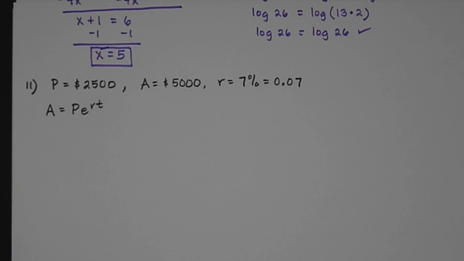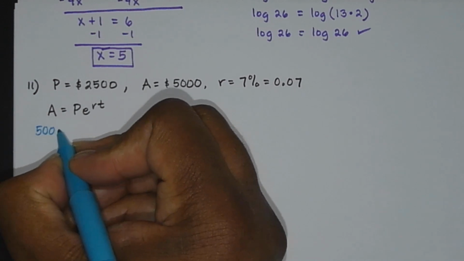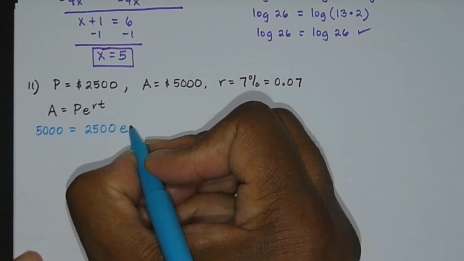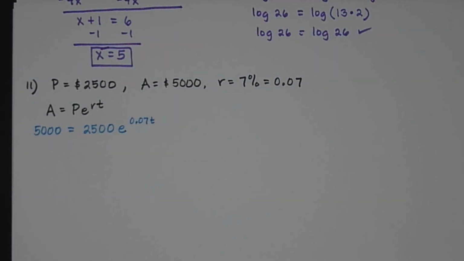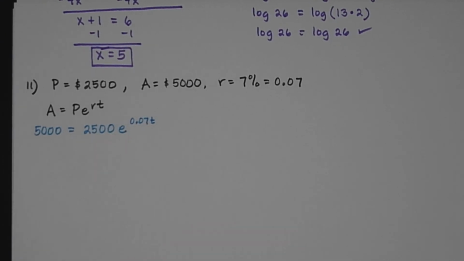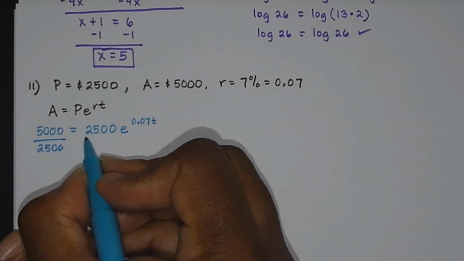And then we go ahead and substitute. So your A is 5,000. That's equal to P, that's 2,500, times e to the r, that's going to be 0.07. t is what we're trying to find. So this is your exponential equation. 5,000 is equal to 2,500 e to the 0.07t. Now we need to get the exponential expression e to the 0.07t by itself. It's being multiplied by 2,500, so we need to divide both sides by 2,500.